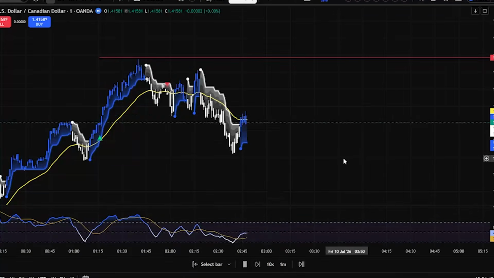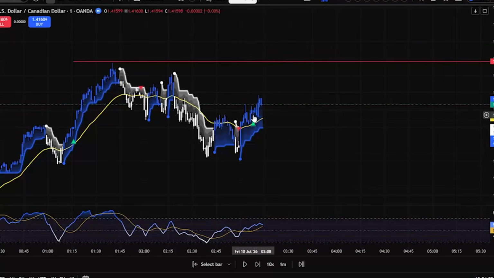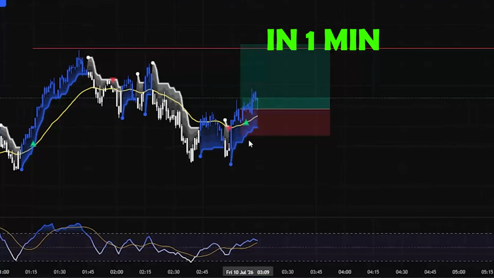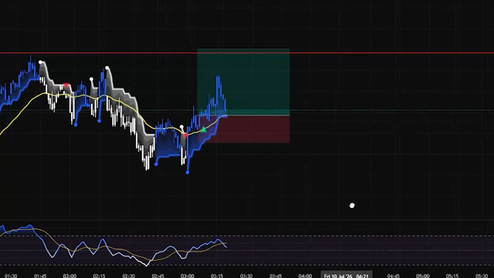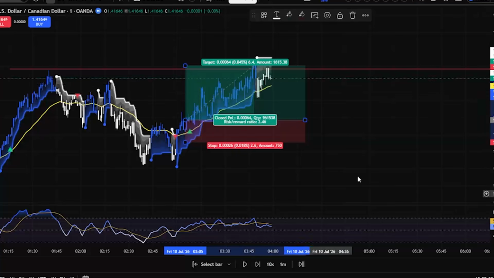Risk management and the golden tip. But one very important point: even the best setup in the world can cause losses without risk management. In 1-minute scalping, our goal is not to make quick profits with high volume. Our goal is to be able to survive in the market.